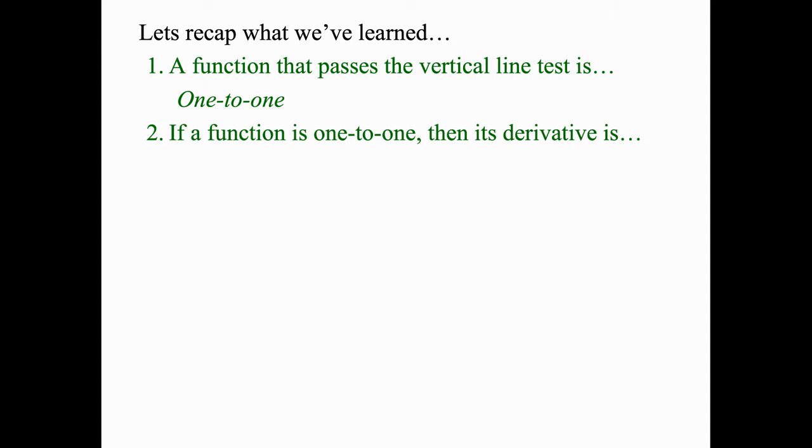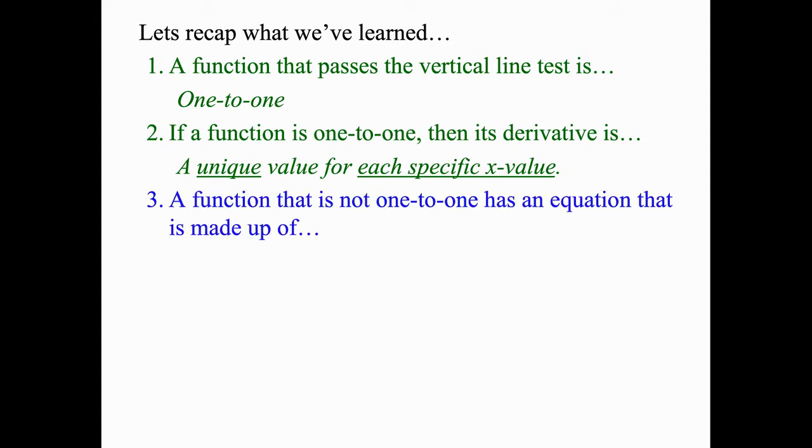If a function is one-to-one, then its derivative is a unique value for each specific x value. In other words, all you need is a single x value to evaluate into your derivative to calculate the numerical derivative. However, a function that's not one-to-one has an equation that's made up of implicit functions. So it's functions inside of it.